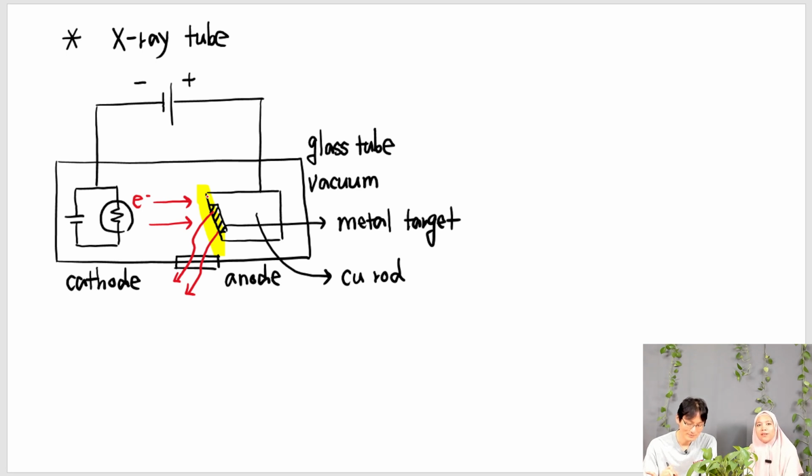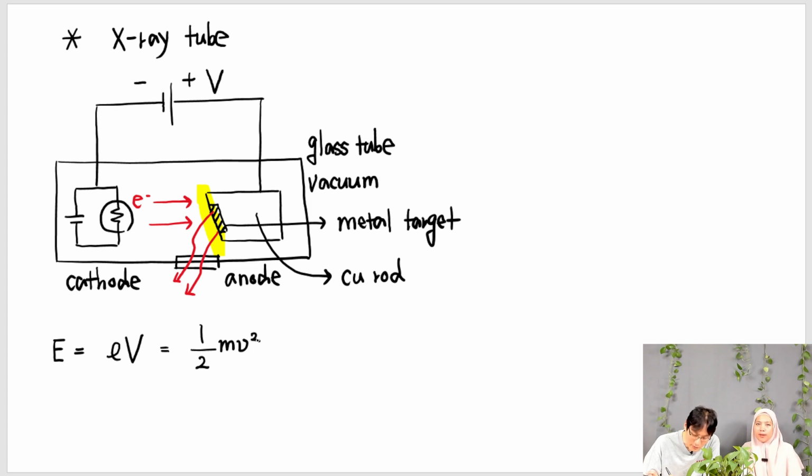Okay, thank you, Professor. From this circuit, we give a high voltage here. So the energy should be the electronic charge times the voltage. It's a kind of potential energy, and this should be the same as the kinetic energy, one half m v squared. There are two Vs: the capital V should be voltage, and the small v means velocity.